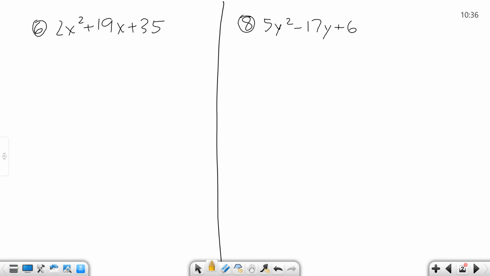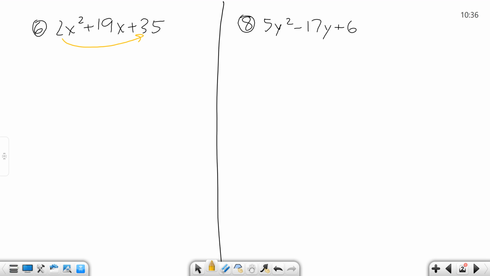We have number 6, 2x squared plus 19x plus 35. We have 3 terms here, so we look for 3 terms. Do we have a GCF? Nope. Nothing is in common with all 3 terms. So then we look right here. If that is a 1, if nothing's there in front of the x squared, we do list method. But here we do bottoms up.